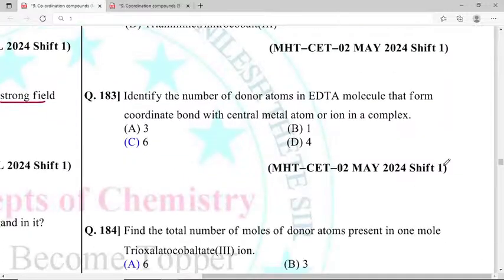Identify the number of donor atoms present in EDTA. EDTA contains 6 donor atoms because it is a hexadentate ligand.